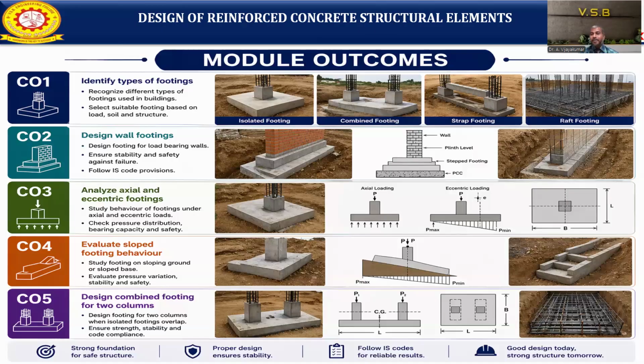Now you can evaluate the behavior of a sloped footing on sloping ground, for evaluation of the pressure variation, stability, and safety. Now you can design the combined footing for two columns, including the footing for two columns in an isolated overlap. You understand that a strong foundation is needed for a safe structure, and proper design ensures the stability of the structure. We follow the IS code for reliable results in making a good structure. So good design today means the structure is safe tomorrow. Foundation is very important for structures.